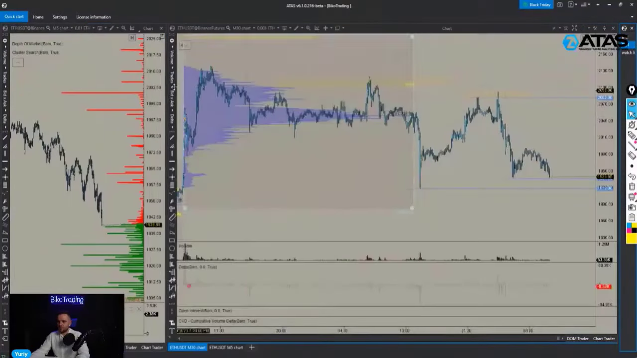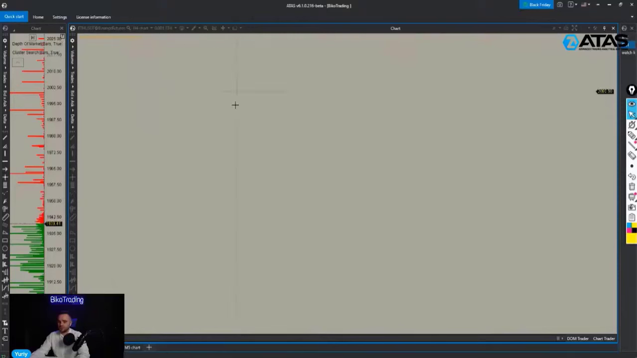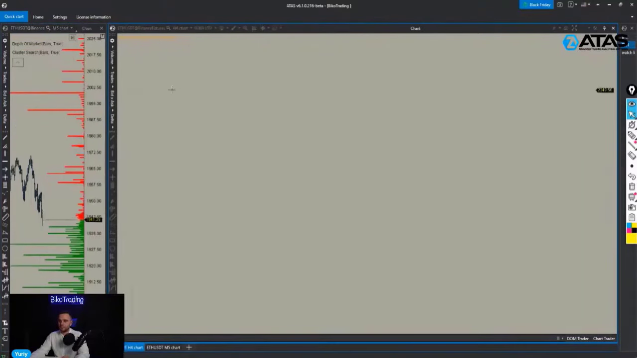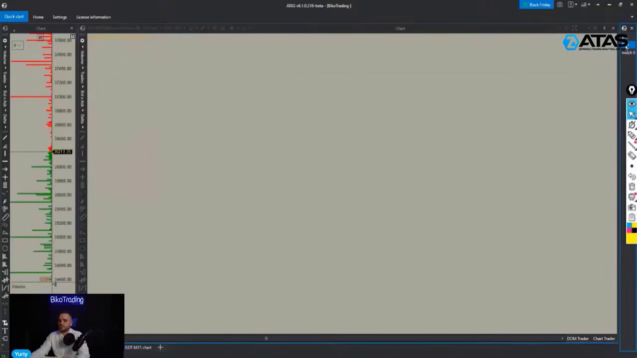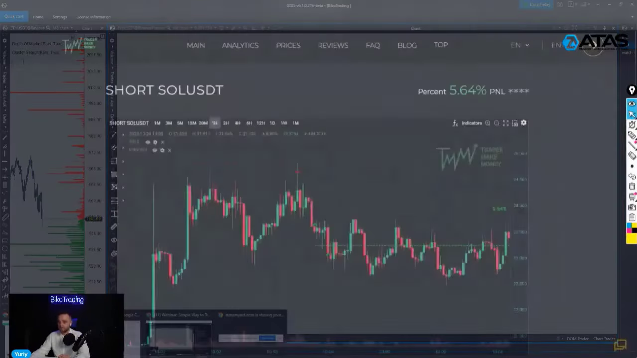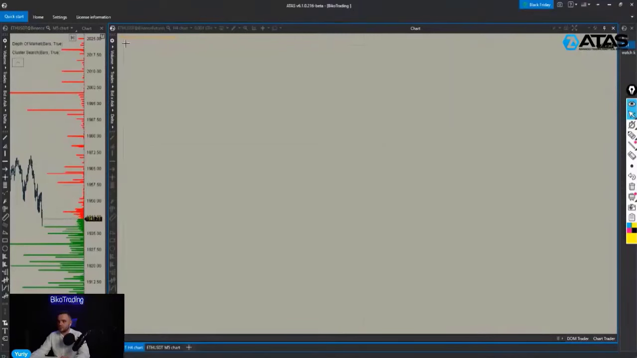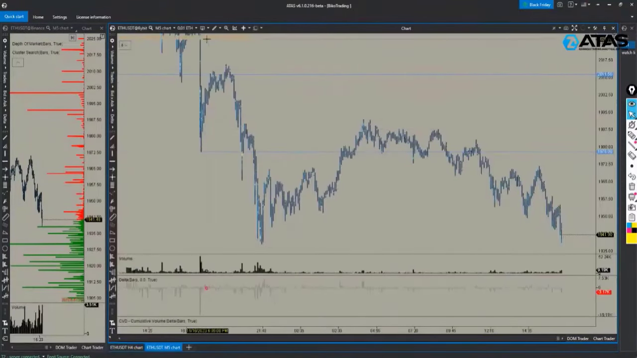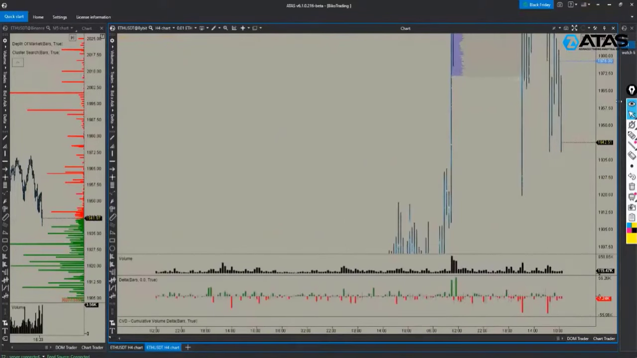Like, let's go to an Ethereum example. Let's do this 4 hour time frame. On a bigger time frame, key areas you always analyze on a bigger time frame. Let me finish with this one. Oh my god, at this moment there's bigger activity, that's why ATAS is not responding. Okay, let's open. Maybe it's because Binance is lagging. Bybit works really good.